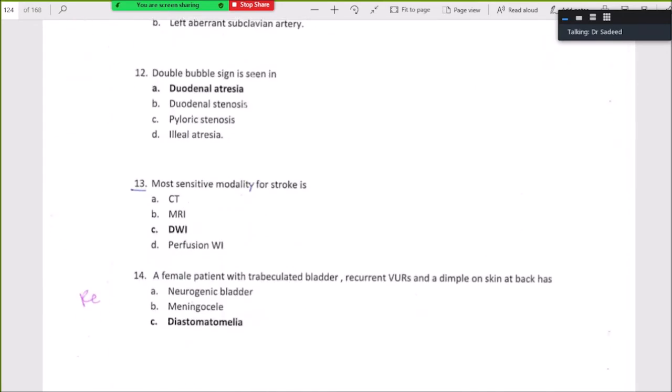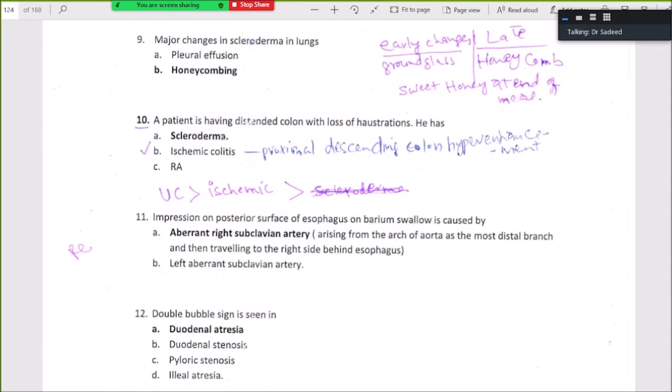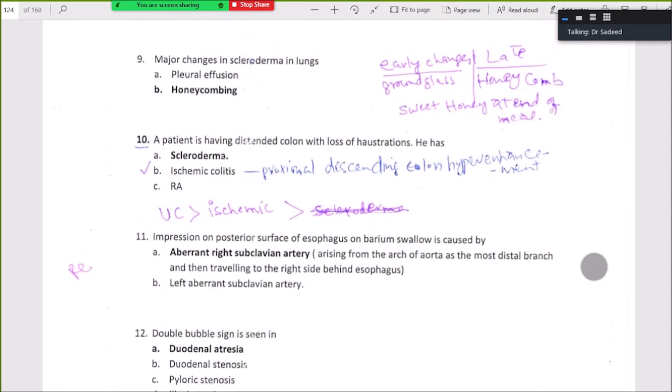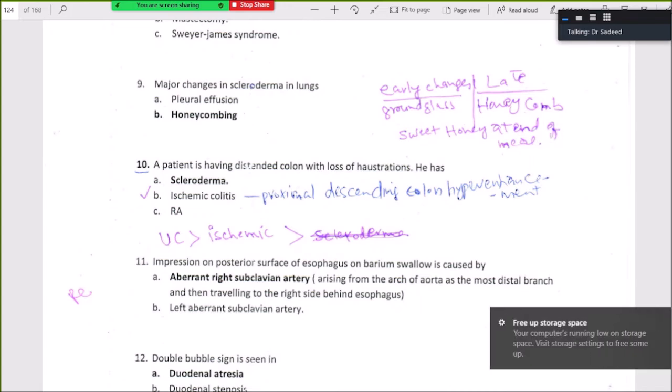9. Major change in scleroderma lung is honeycombing. In scleroderma, early change is ground glass appearance, and late change is honeycombing. Sweet honey is eaten at the end of the meal. So late change is honeycombing, and early change is ground glass.